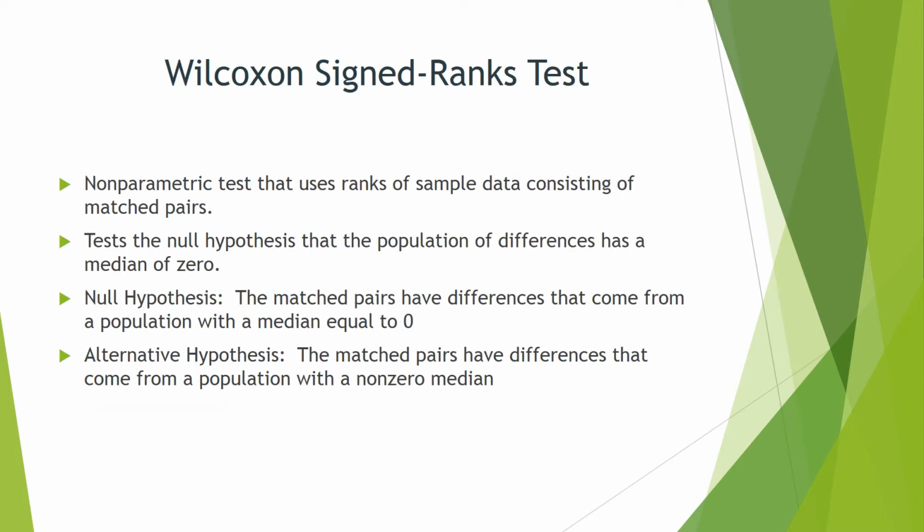A better test when you're dealing with matched pairs is the Wilcoxon signed rank test. Non-parametric tests often use the ranks of the data instead. When we're looking at matched pairs, we're just seeing, are they above or below each other? When we test the null hypothesis, we're always testing that the population of differences has a median of 0. So the null hypothesis says the matched pairs have differences that come from a population with a median equal to 0, versus the alternative, the matched pairs have differences that come from a population with a non-zero median.